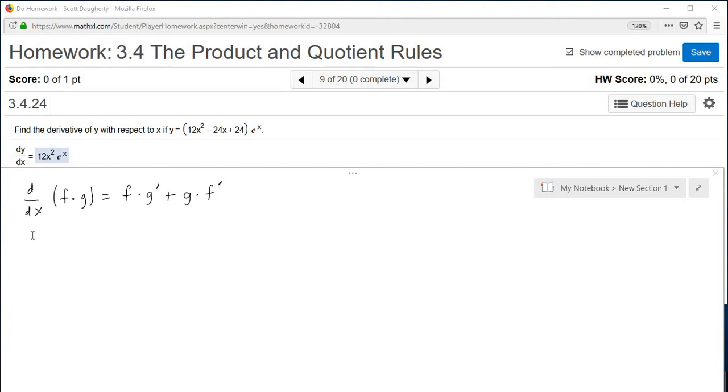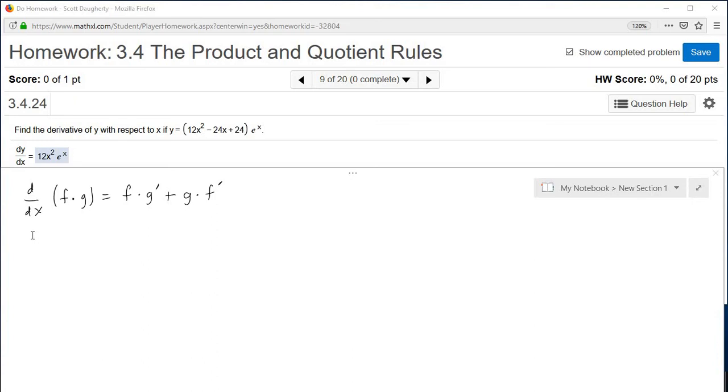Hello again. In this video, I'm going to go over this homework problem from 3.4. And in this problem, we're supposed to find the derivative of y with respect to x if y is equal to 12x squared minus 24x plus 24 times e to the x.